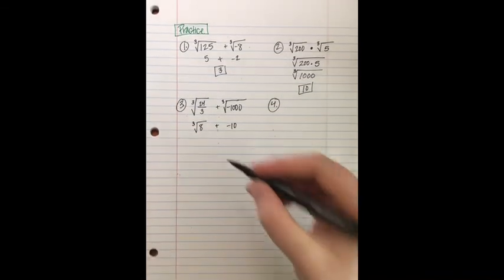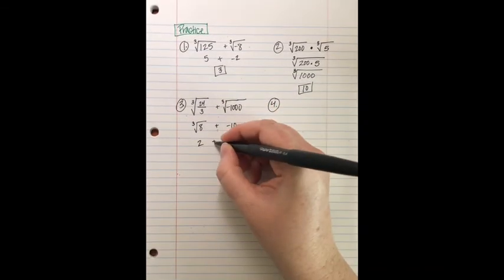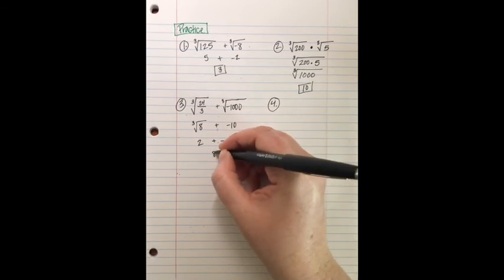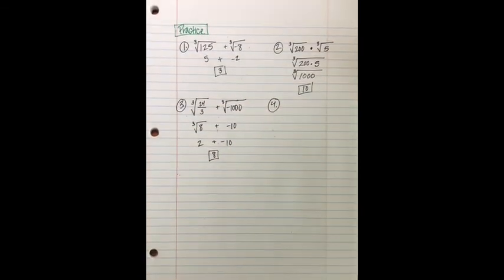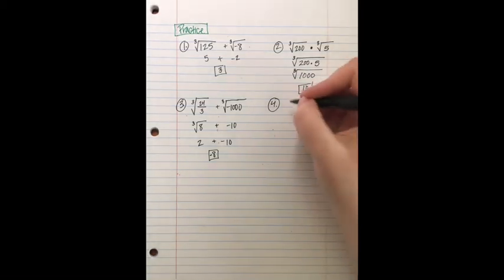And what's the cube root of 8? 2. That's because 2 cubed is 8. So I have 2 plus negative 10, which is negative 8. Sorry, 2 plus negative 10, definitely more negatives. And then last problem here.